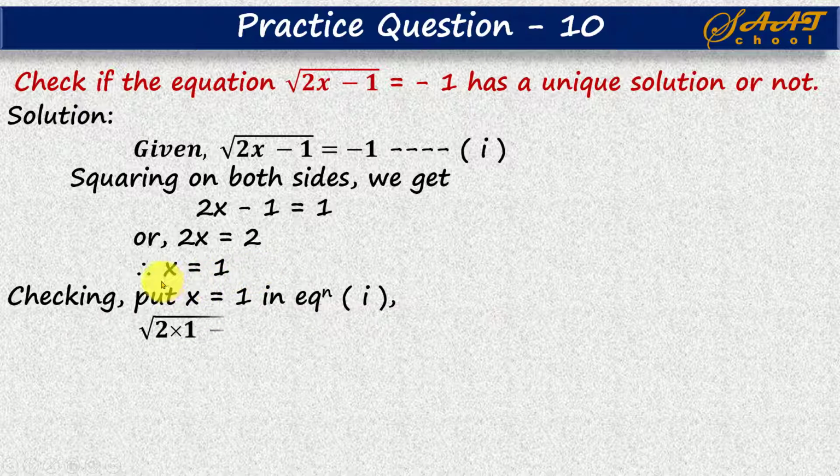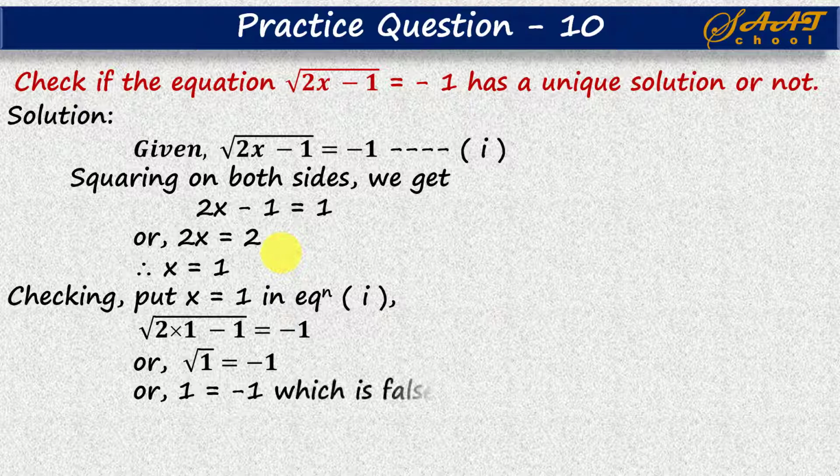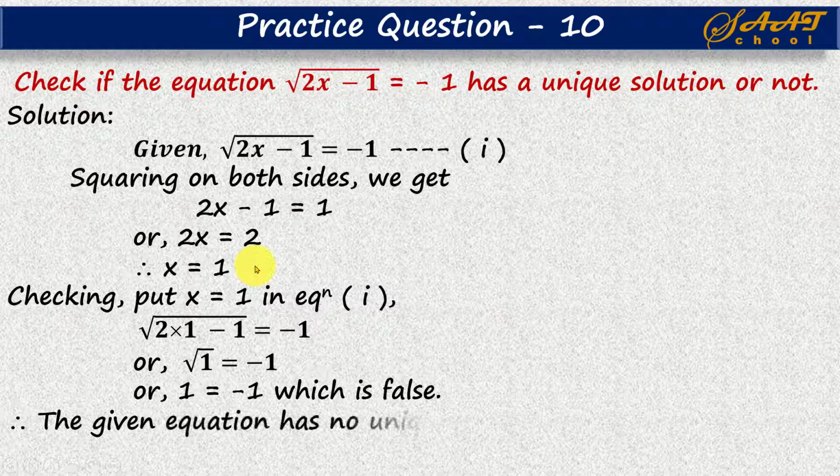If the value of x is 1 in the given equation, this will be square root of 2 times 1 minus 1 equals minus 1, which is square root of 1 minus 1. Now the left hand side is 1, the right hand side is minus 1, which is false. If the left hand side is not equal to the right hand side, then we do not accept this value, meaning the given equation has no solution.